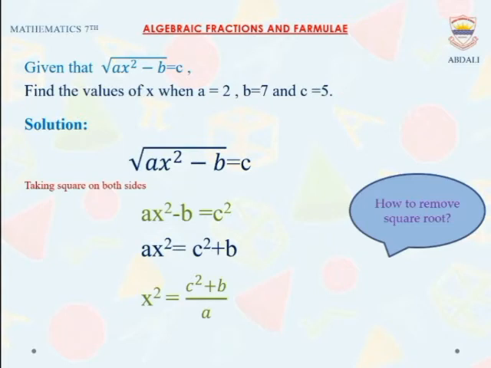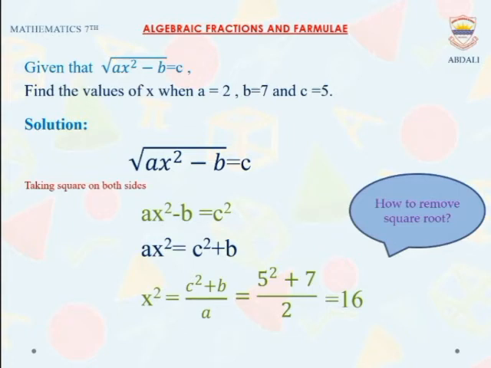So now we will put our values which are given in our question, like the values of a, b and c. So we will put the values. C square becomes 5 square, b becomes 7, a becomes 2. We have just put the values that are given. Okay, so now 32 is divided by 2 and the answer is 16. So it is the answer of x square.